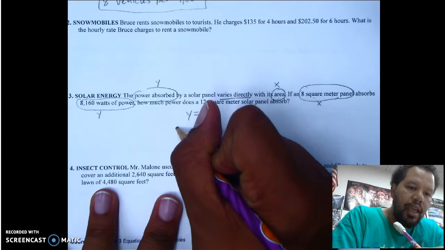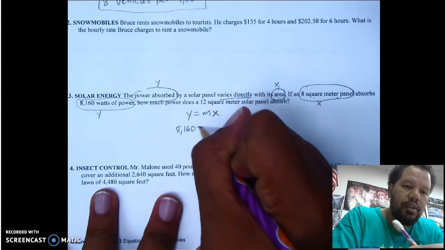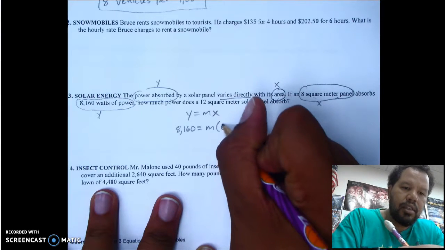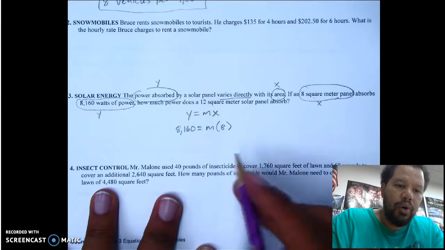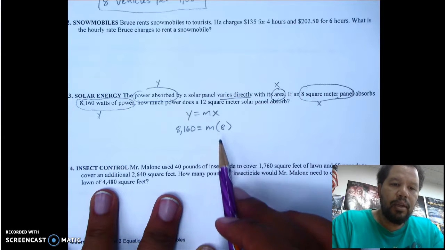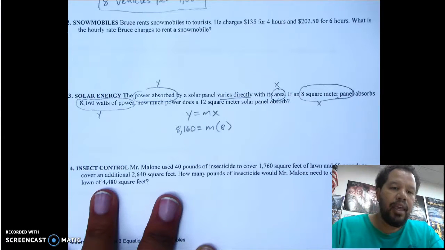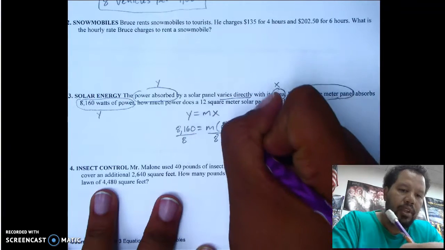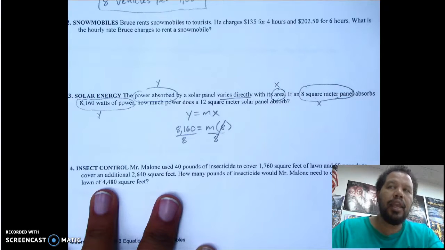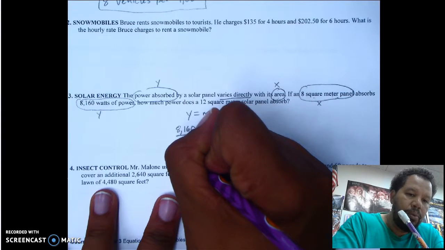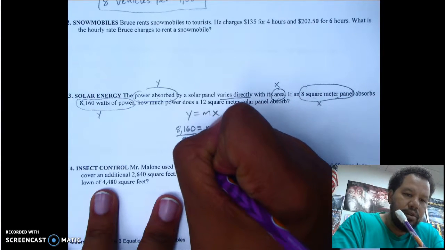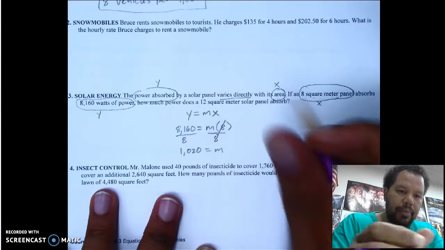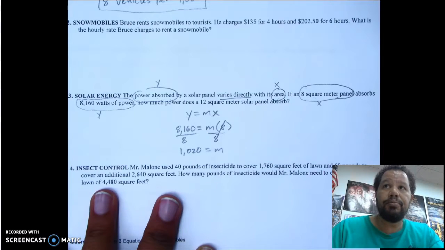So I'm going to get 8,160 equals m times x, which is 8. And we're going to figure out what m equals by dividing both sides by 8 so we can get our m. And how many times does it go? It goes in 1020. This is our m. So this is not our answer.